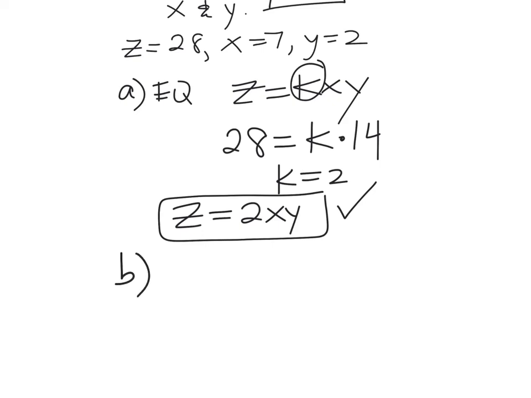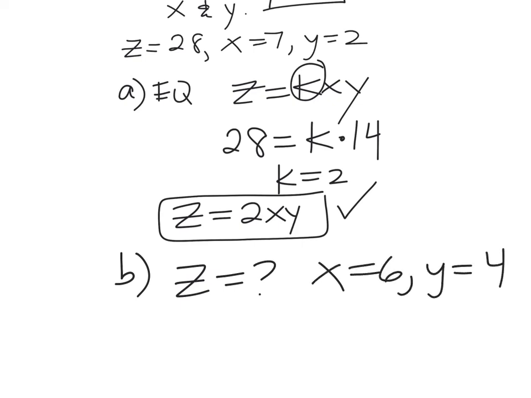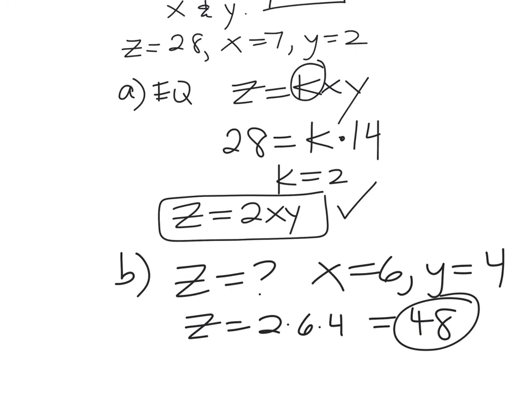And then part B will ask you to do something like this. What's z when x is 6 and y is 4? And once you have your equation, you just plug it in, right? And you can use your calculator if you want to. That's fine. So z would be 2 times 6 times 4, which is 48. Didn't need your calculator. Pretty good, huh?